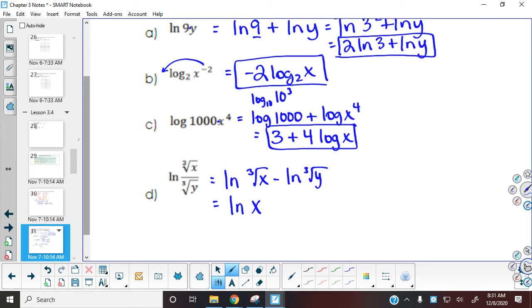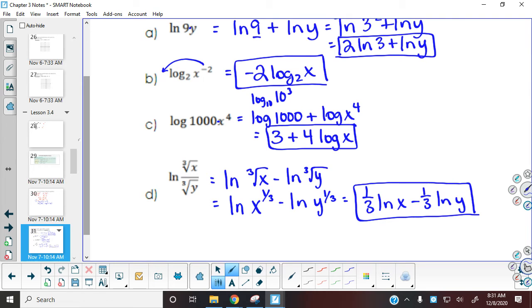The cube root is the same as the 1/3 power. And so we can then take that 1/3 exponent and move it out in front to make it 1/3 natural log of x minus 1/3 natural log of y. And again, because we are expanding it, we want to make it bigger, not condensing it, making it smaller.